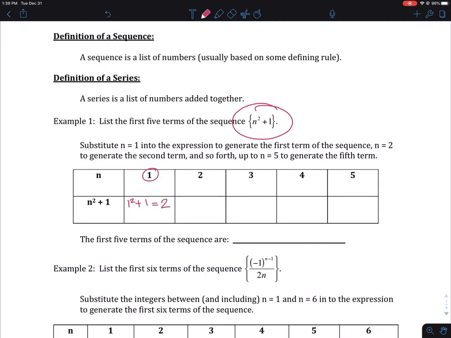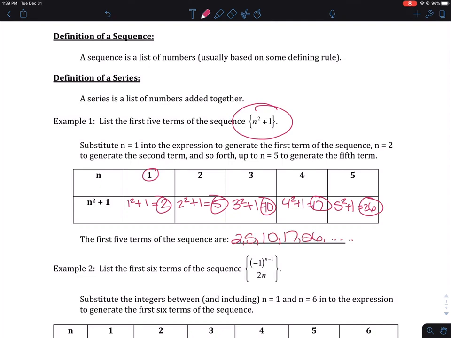So I get 2. 2 squared plus 1 gives me 5. 3 squared plus 1 gives me 10. 4 squared plus 1 gives me 17, and 5 squared plus 1 gives me 26. And so the terms of my sequence would be 2, 5, 10, 17, 26, and I could keep going on and on.